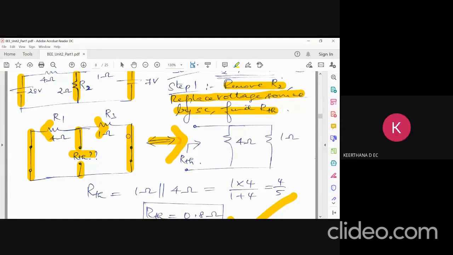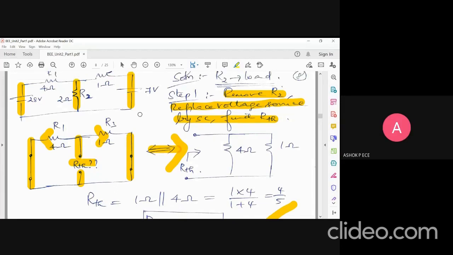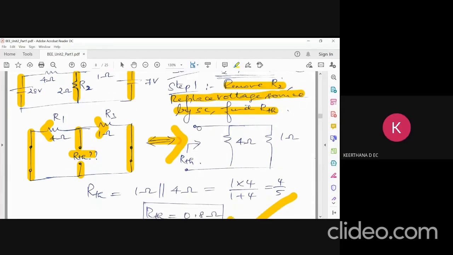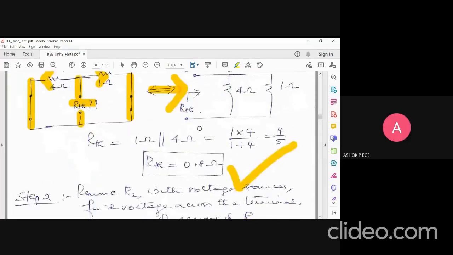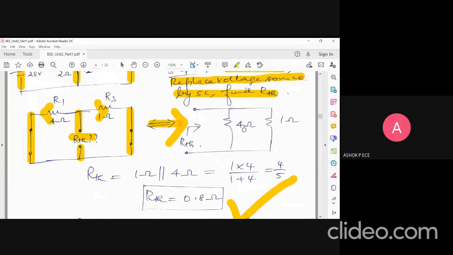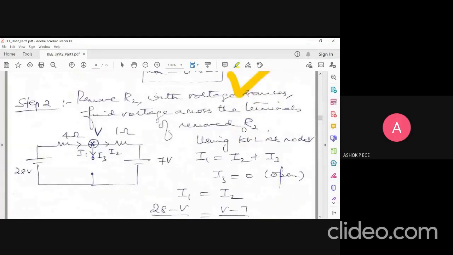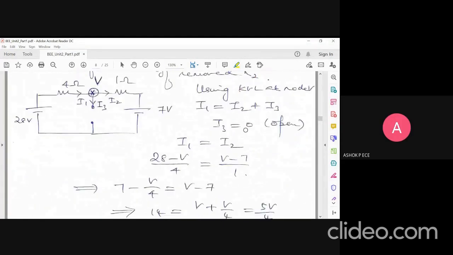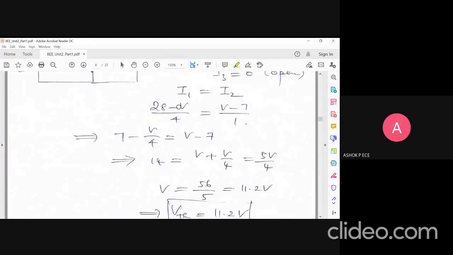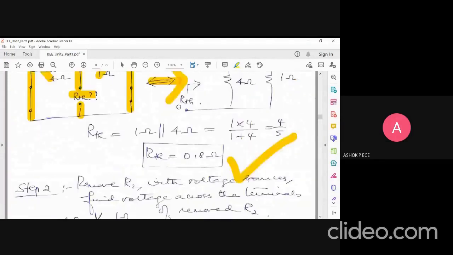By redrawing, you can avoid making mistakes. Okay, sir. Thank you, sir. Okay. Is RTH clear to everyone? Yes, sir. Maybe I think we don't have time for doing VTH. I don't think we can do it, or it will take some more time. So maybe we'll stop here.